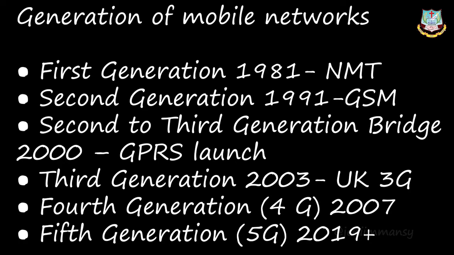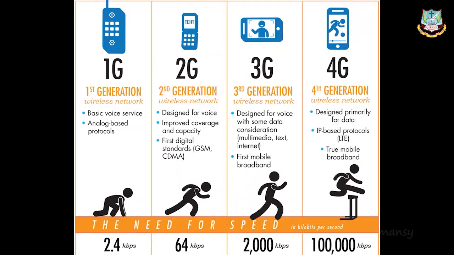First generation means the year 1981, okay? 1G was launched in 1981. During the initial periods, mobile networks used only analog transmission, right? This was launched by NMT, Nordic Mobile Telephone Communication. We say this 1G is Nordic Mobile Telephone Communication, and that's what they have given us here as NMT, right?